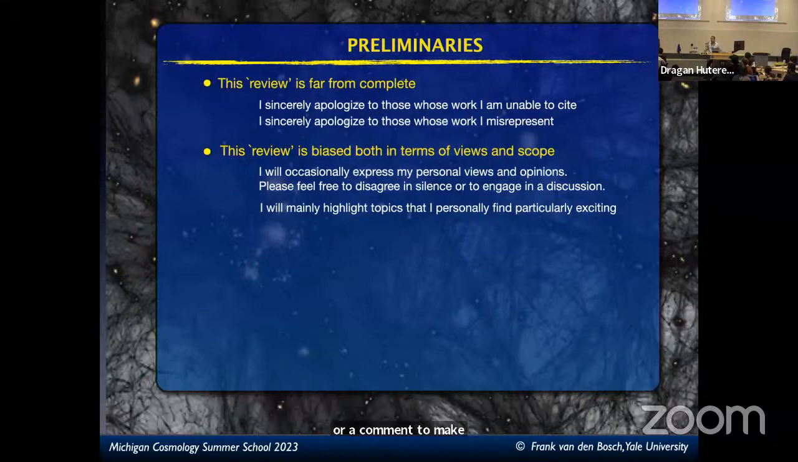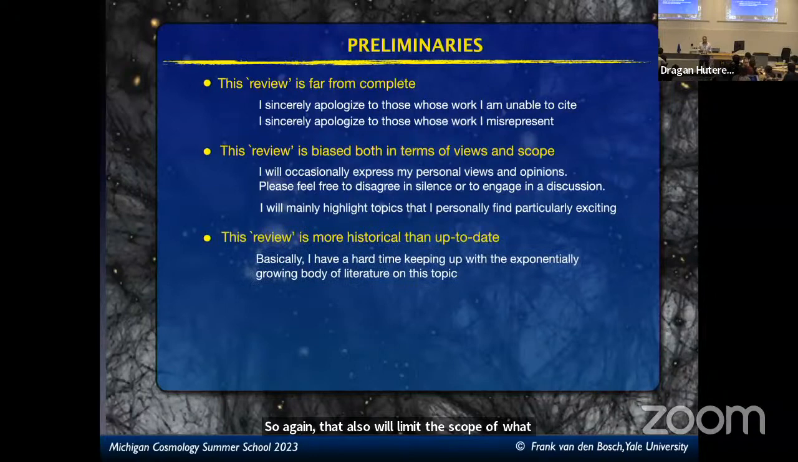I also will focus more on topics that I'm more familiar with. So again, that also will limit the scope of what I'm going to talk about. This review is also a little bit more historical rather than up to date. And there's 2 reasons for that. First of all, the number of papers that are written in this field are exponentially increasing, and it's exponentially more difficult for me to keep up with the literature.